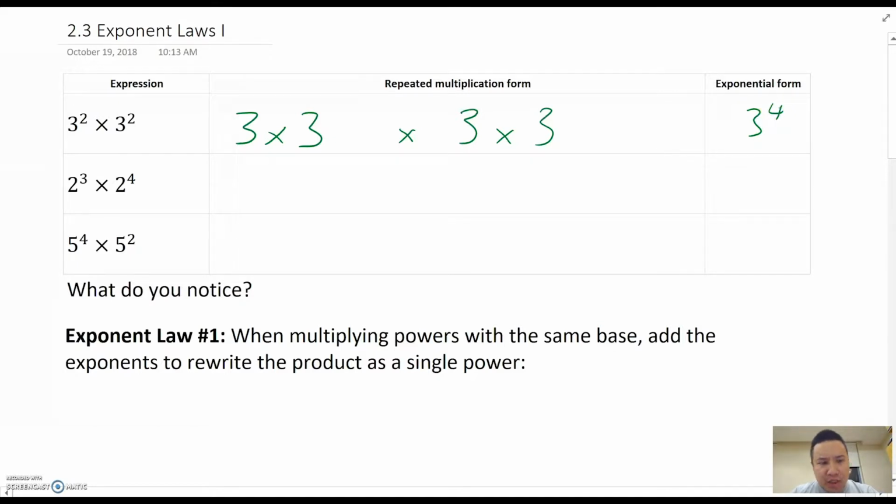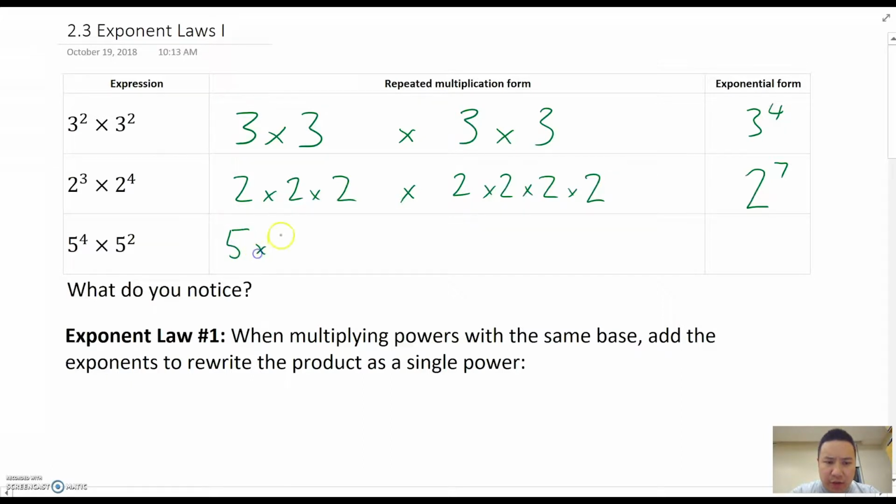Okay? Let's take a look at the next one. 2 to the power of 3, so that's 2 times 2 times 2 again, multiplied by 2 to the power of 4. 2 to the power of 4 is 2 times 2 times 2 times 2. So again, if we take a step back and look at this, this is just 2 times 2 times 2 times 2 times 2 times 2 times 2. There's 7 of them. So another way we can write this in exponential form is just 2 to the power of 7.